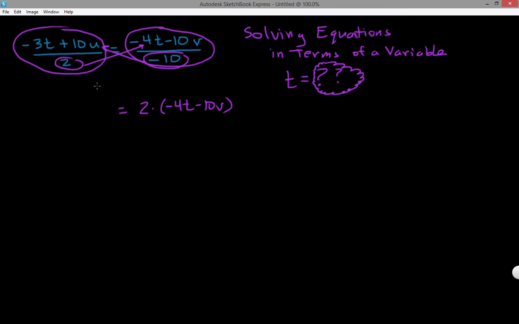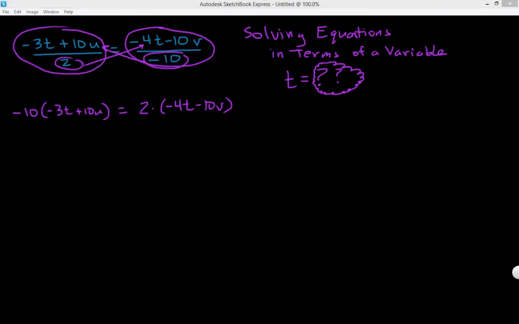And of course, once I do this cross multiplication, there will be no fractions. I've got this multiplication, which I just said, the negative 10, times this whole numerator, which is why I wrapped it in parentheses, negative 3t plus 10u. So this side now equals this side, and there's no more fractions. So now I just need to solve this better looking equation.